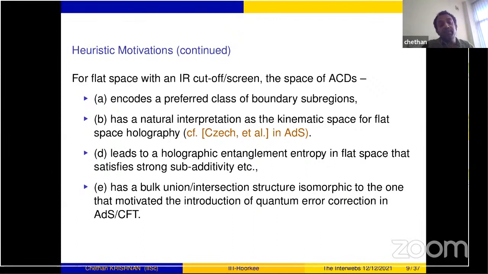And if you also have a bulk screen, you can define regions on these screens which satisfy many of the properties of entanglement entropy and quantum error correction and various other simple and nice things. All of those things very easily work out. And so again, this is just a broad motivation for why I think it is interesting or important to consider both the future and past simultaneously.